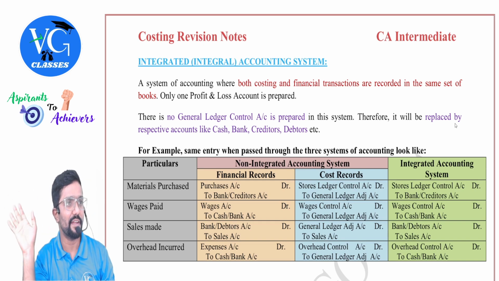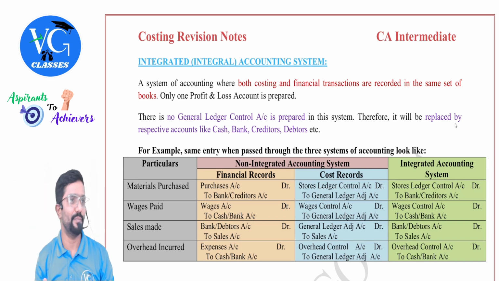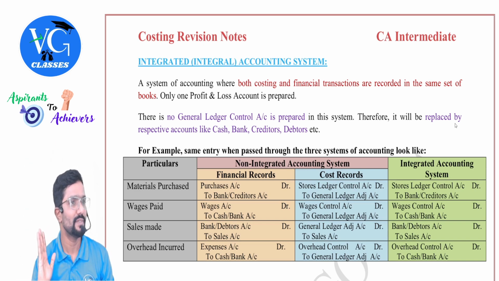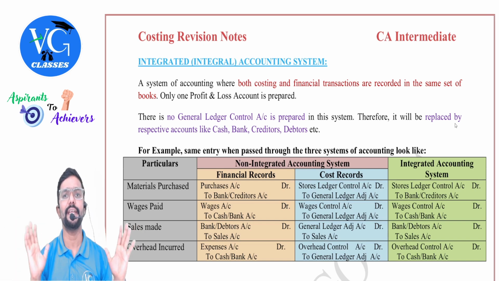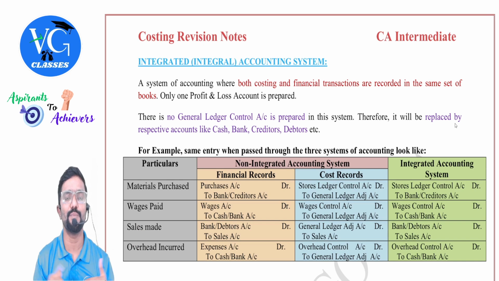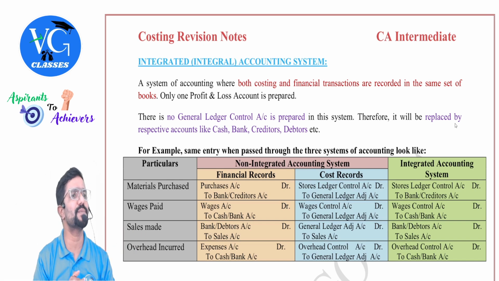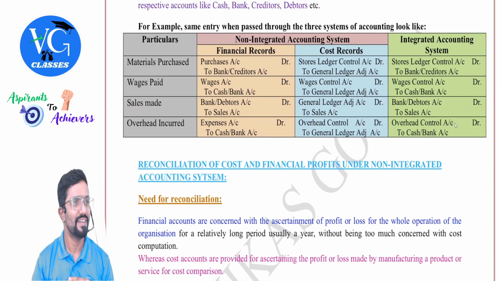Now eliminate it. In place of that, whatever used to be used will now come. That is cash, bank, creditors, debtors will come into the picture. Clear? There is no general ledger adjustment account under the integrated accounting system. It is replaced by cash, bank, debtors or creditors, that is, the respective accounts. Okay, sir. I have just given a few examples here. As we already understood non-integrated, guys, now integrated becomes very easy.